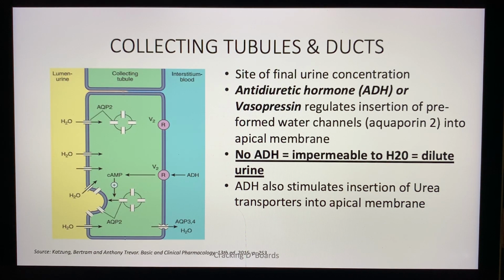Now, the collecting tubules is also the site of final urine concentration. So final urine concentration occurs in the collecting tubules and ducts. And this is also where you would encounter your ADH, or your antidiuretic hormone, or your vasopressin. Now, don't forget, your biochemistry and surgery textbooks would call it arginine vasopressin, or your AVP.